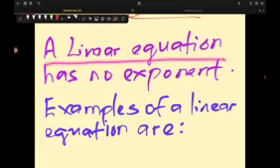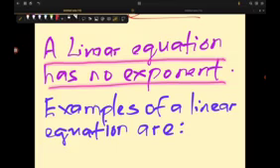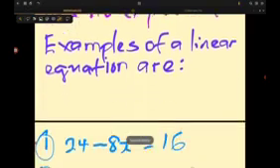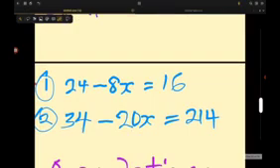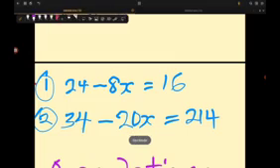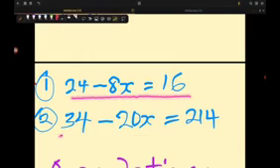A linear equation has no exponents. For the purpose of those who do not know, I will explain what an exponent means. Examples of a linear equation are, a very good example is what we have here: 24 minus 8x is equals to 16. 34 minus 20x is equals to 2. Why is this a linear equation? It is a linear equation because it has no exponents.